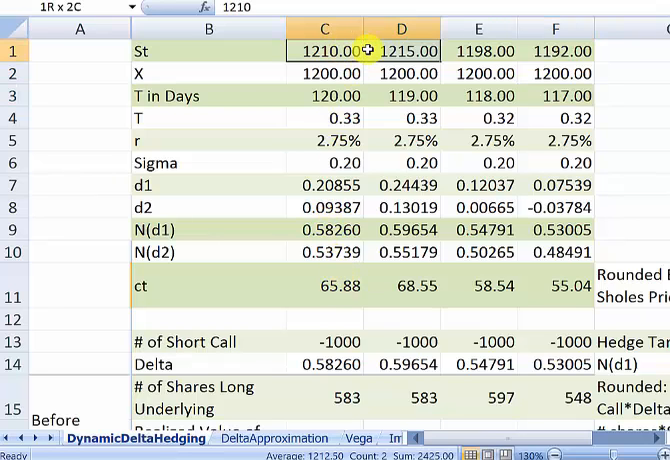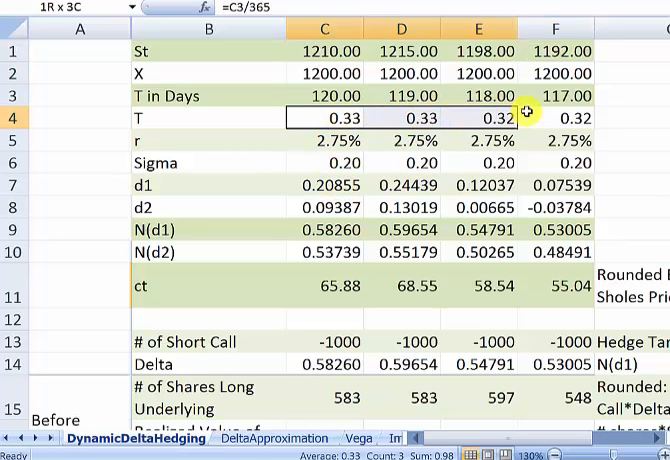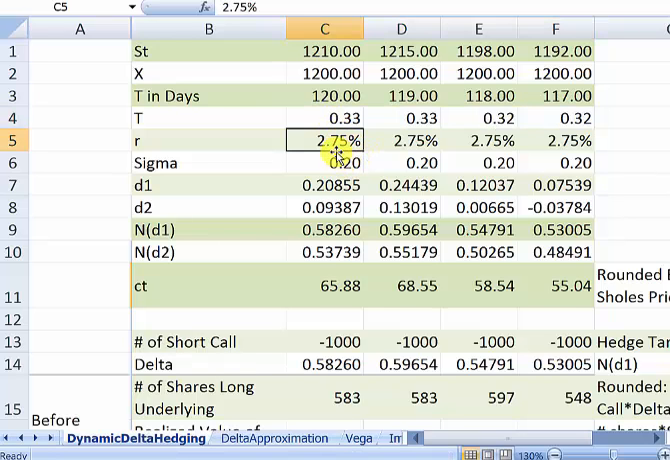Now we have the underlying prices. The strike price is always 1,200. The underlying price, there's increase of $15, and the next day dropped by $17, and another drop by $6. So it's rise from 1210 to 1215, drop to 1198 to 1192. The dates, just a fraction of the year, risk-free rate always constant at 2.75%. The sigma is 20%. That's the standard deviation of the return.